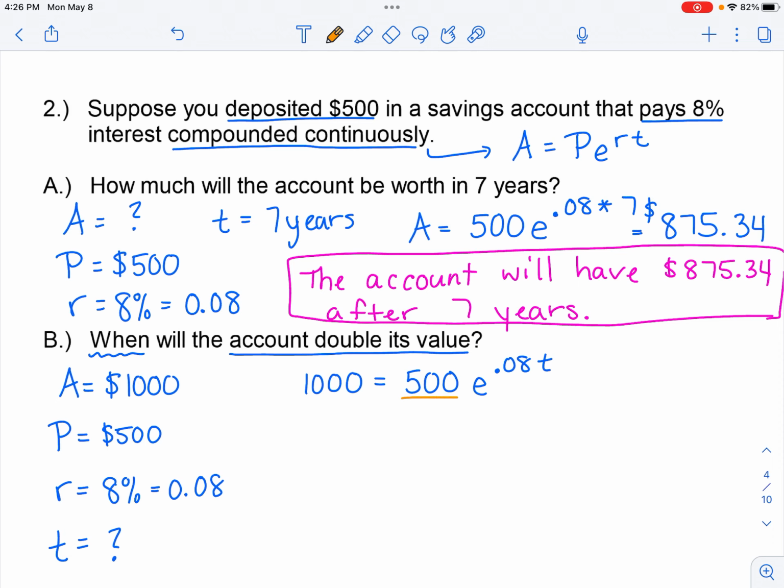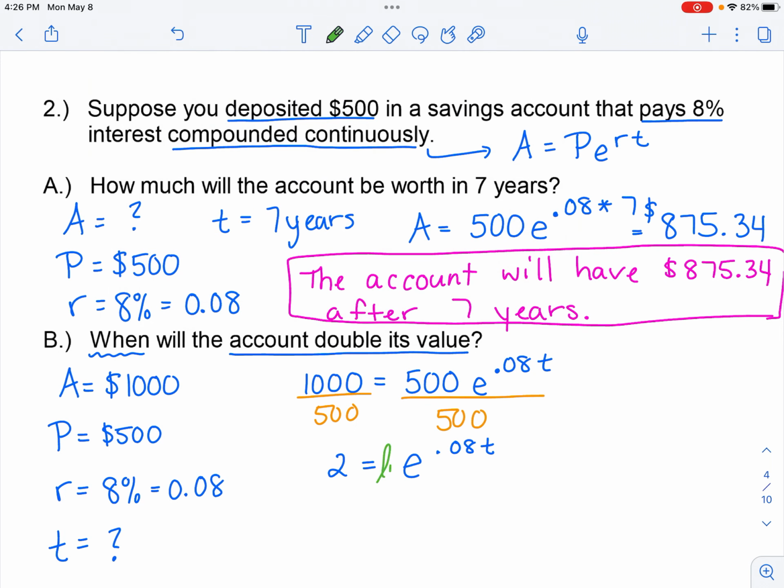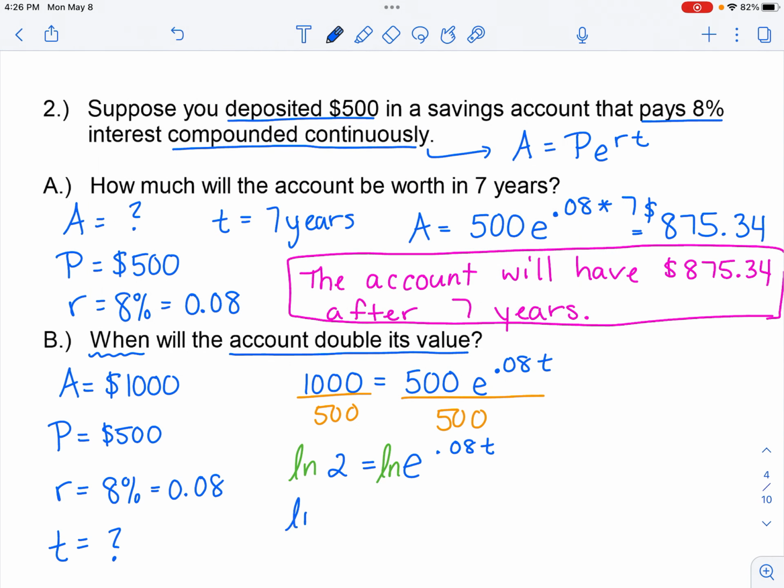I want to get the exponential part by itself, so I'm going to divide out the 500. And that's going to give me 2 is equal to e to the 0.08t. Now, I want to take the log of both sides, but because there's a base of e, I want to take the natural log, because the natural log is going to end up canceling off the e part of it and just give me the exponent on the right-hand side. So it'll make it a little bit easier, and I won't have to use the change of base formula. So this is now simply 0.08t.